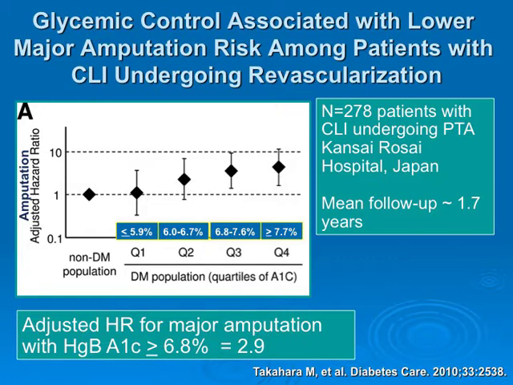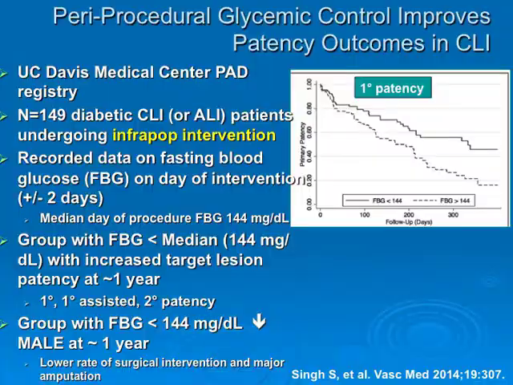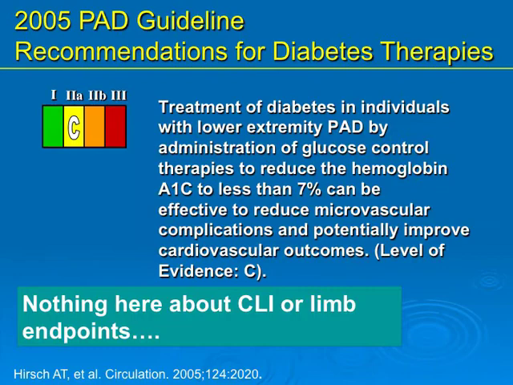This is the data again from the UC Davis registry. These are the CLI patients who were diabetic and had infrapopliteal intervention, and they actually recorded fasting blood glucose on the day of the angioplasty procedure and then stratified the patients by the median blood glucose of 144. And you can see here patients with a fasting blood glucose below the median actually had significantly higher rates of primary assisted, secondary patency, repeat intervention for surgery and amputation compared to those with higher fasting blood glucose.